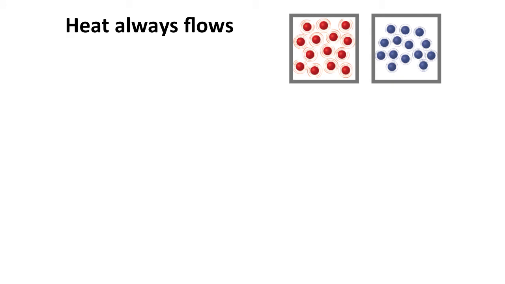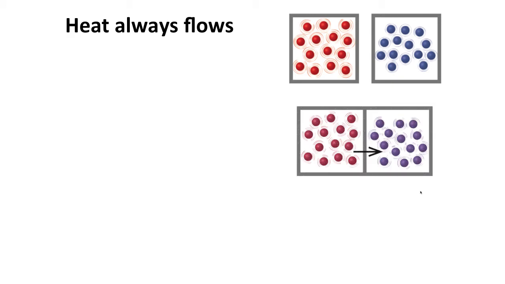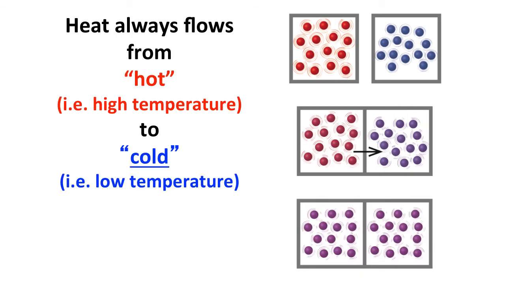Now, heat always flows from a higher temperature object to a lower temperature object. In other words, it flows from something that's quote-unquote hot to something that's quote-unquote cold. And this we find to always be the case.